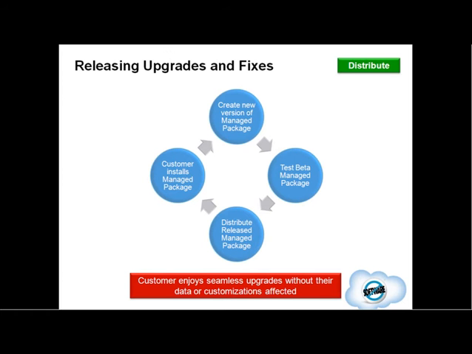Starting from the top, you can see that the flow is very simple and it's cyclical. Basically, you will start by creating that managed package. Again, test the beta managed package, and like you said, Keithan, if it's an upgrade or a fix, you're going to want to test that new version of that beta.